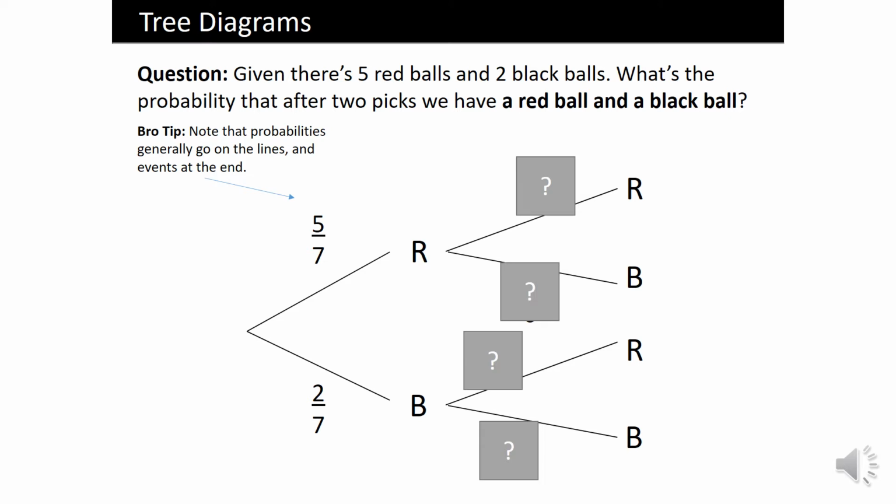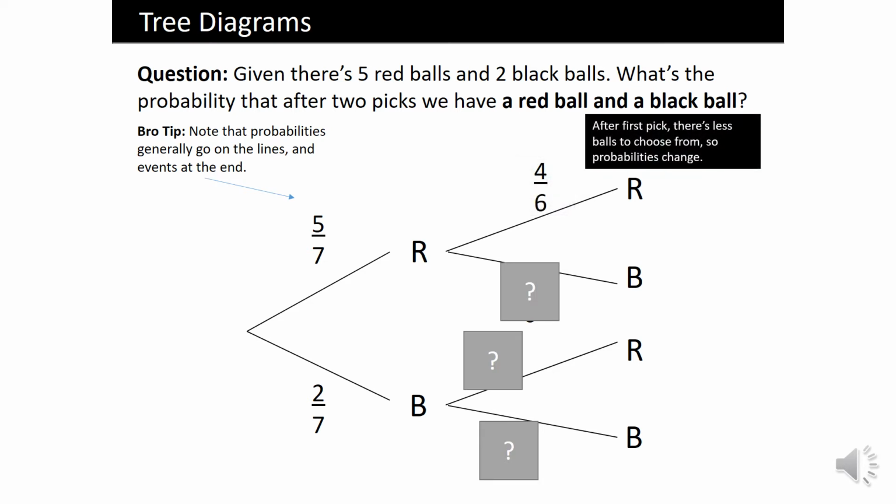So let's look at this top branch. So the first one we picked a red. So there's now only 4 red ones in the bag. And there's also only 6 in total. So in that case, the probability of getting a red the second time would be 4 out of 6, or 2/3. So we can see that the probability's changed. The number it's out of has changed, and the number of red ones we have has changed.